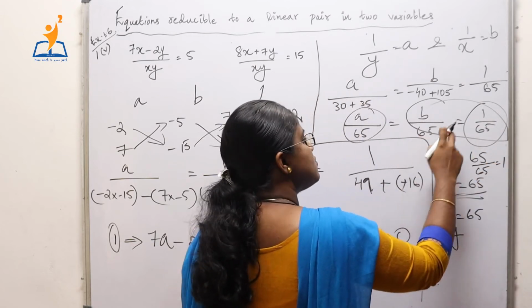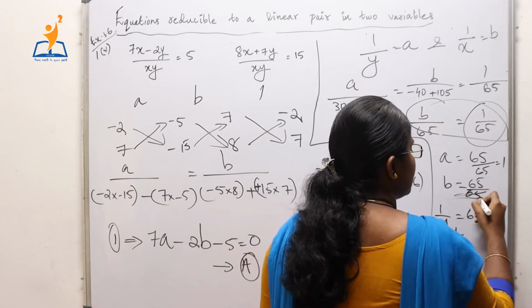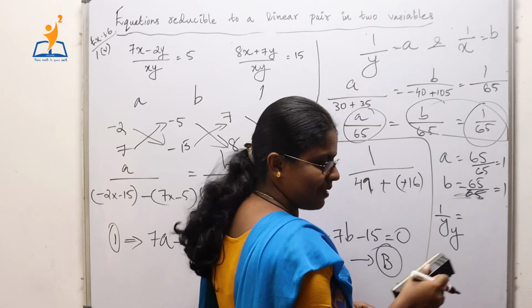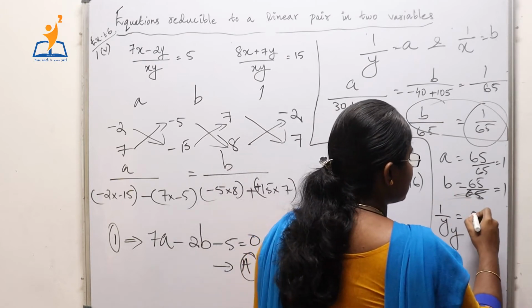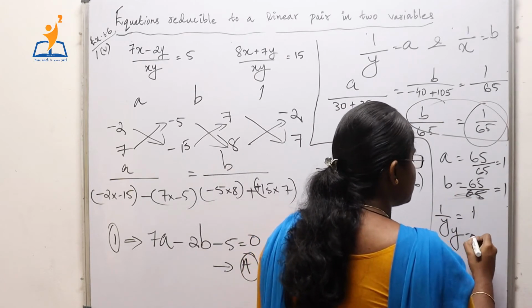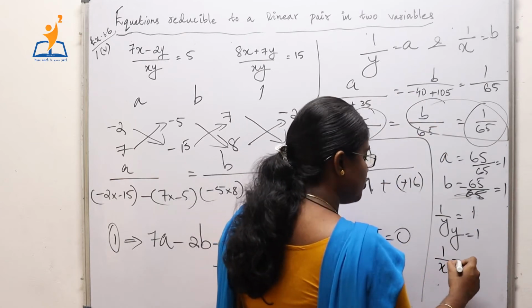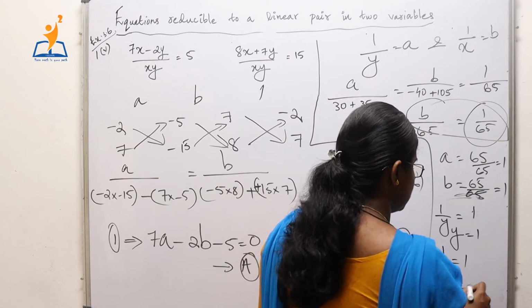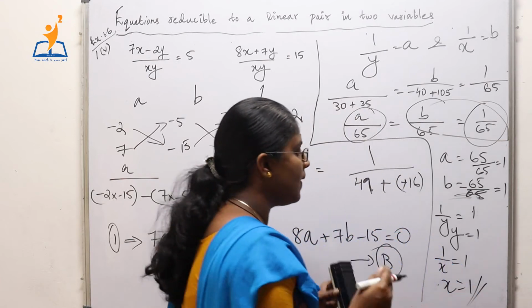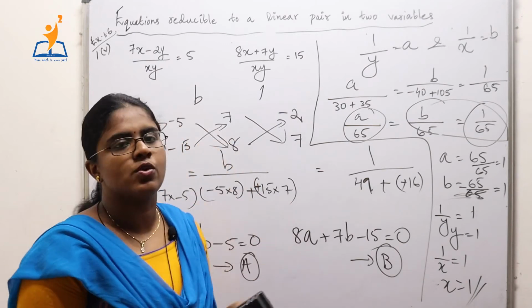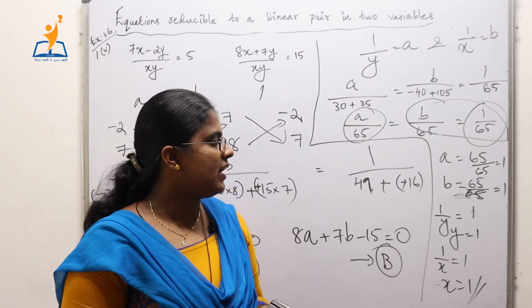Again b is equal to 65 by 65, that is 1. So we got a is equal to 1 and b is equal to 1. So 1 by y is equal to 1, which means y is equal to 1. Again 1 by x is equal to b, that is 1, so x is equal to 1. So we got y is equal to 1 and x is equal to 1. That is the solution of this particular equation.